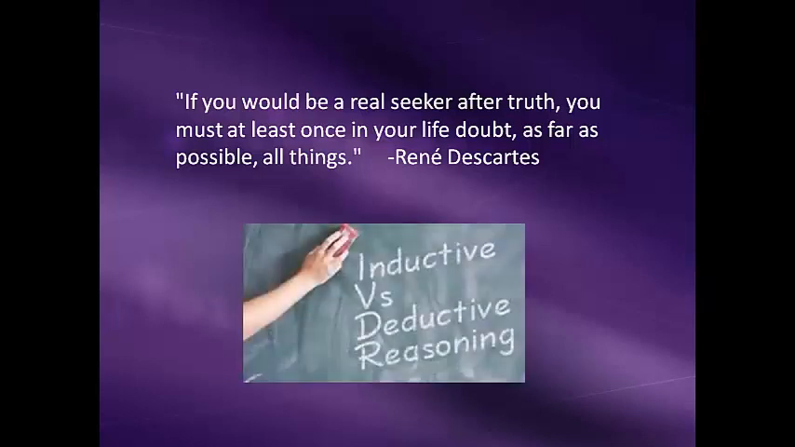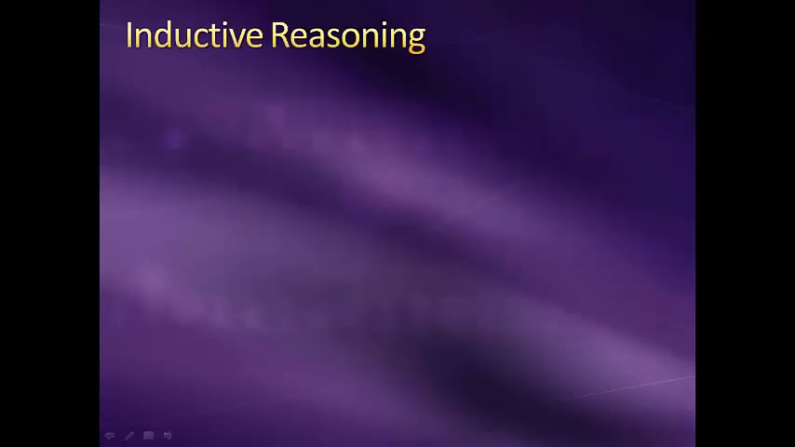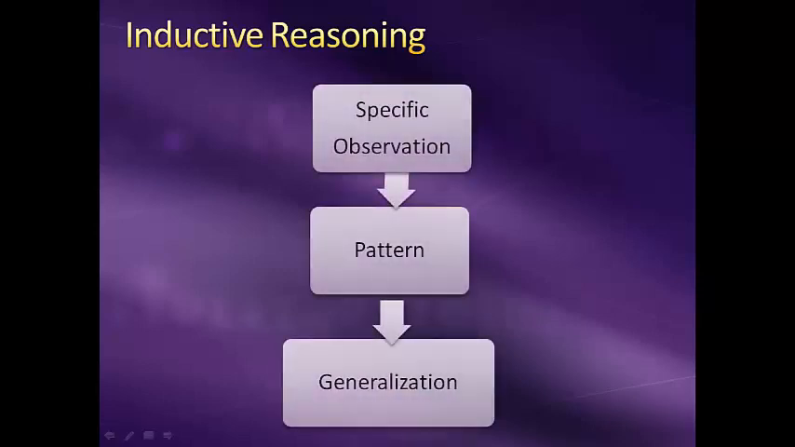Inductive reasoning deals with probability. It is based on specific observations that then move on to generalizations. Let's visualize this. Inductive reasoning takes specific observations, finds a pattern, and applies it to a general statement. In this type of reasoning, the speaker will suggest that specific cases can be applied to a general statement.